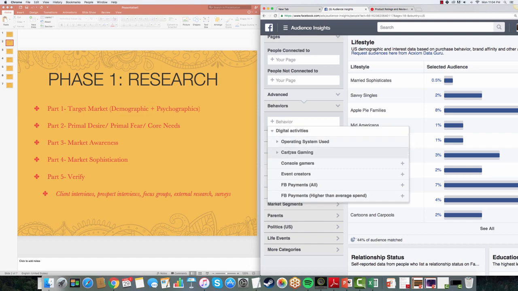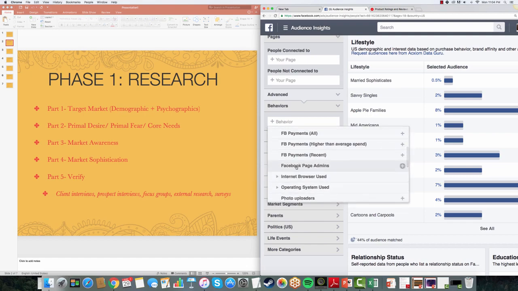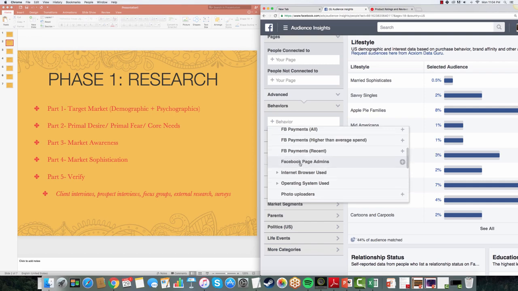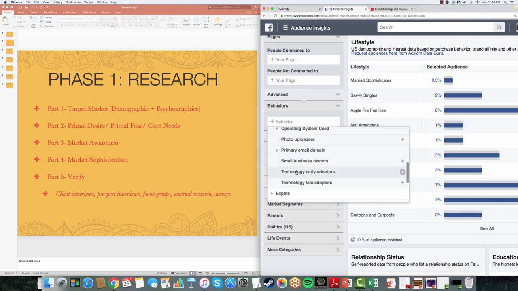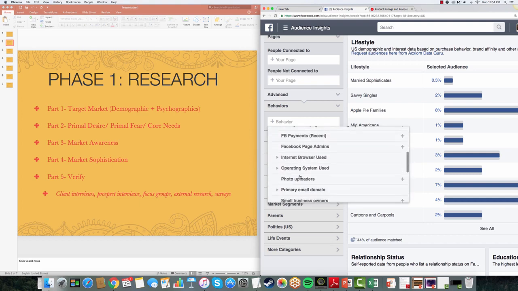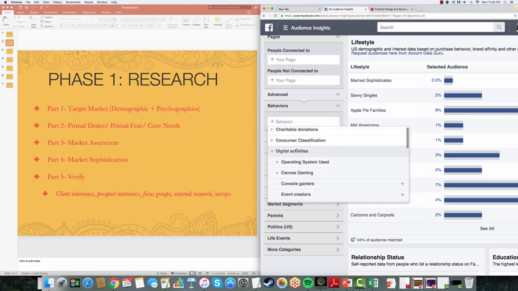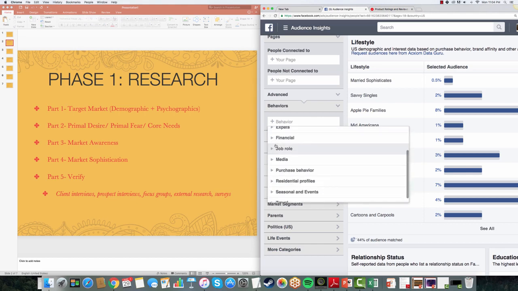Digital activities. This one's huge. Do they use Facebook payments? That's incredible. Facebook page admins, if you're targeting social media managers, local businesses, things like that. Internet browser used. Primary email domain. Technology late adopters or early adopters. Small business owners. So these are, again, data that they buy, keep in mind, but very, very powerful targeting tools. Now, that's just some of the cool stuff on Facebook when you're doing your research.